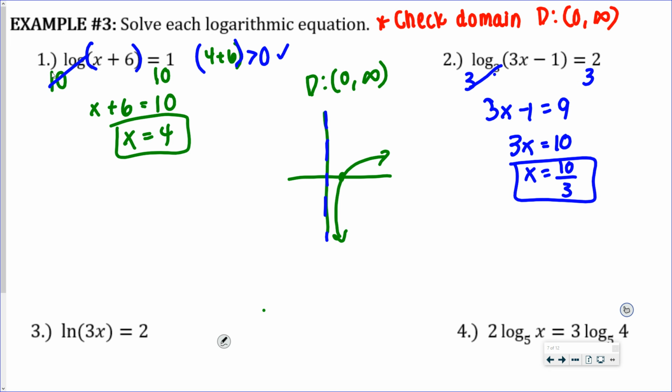All right, make sure when you take 3 times 10/3 minus 1, is that going to come out to be positive? Yes. Okay, then we're good. That's positive. We're good. Check.